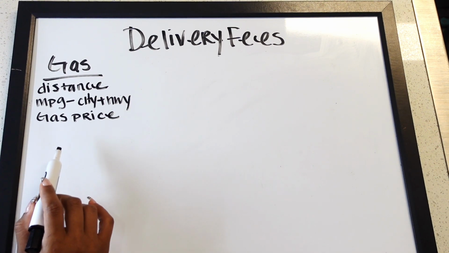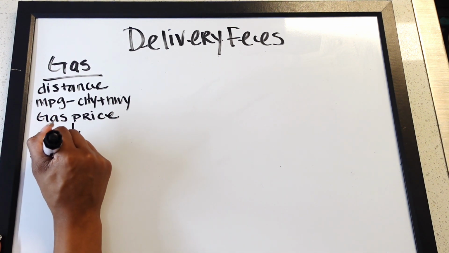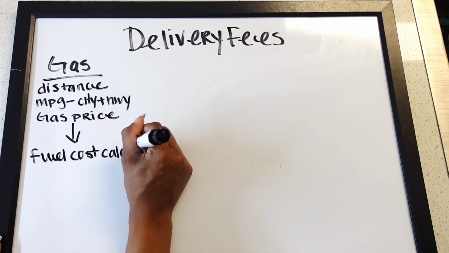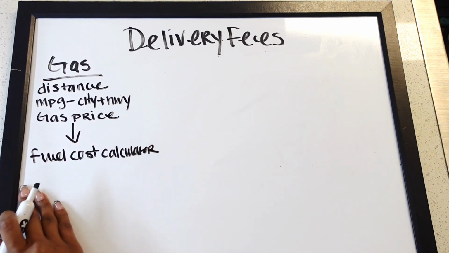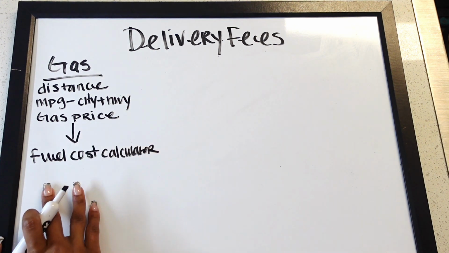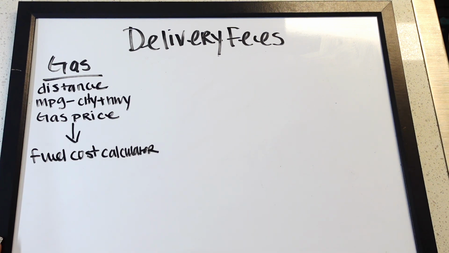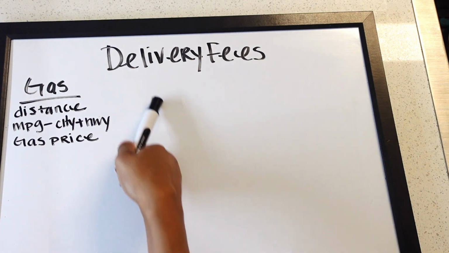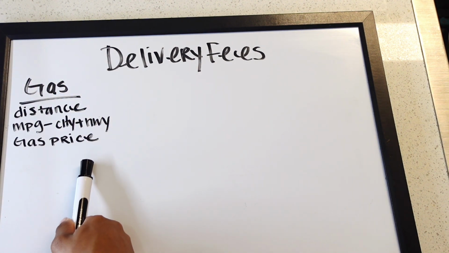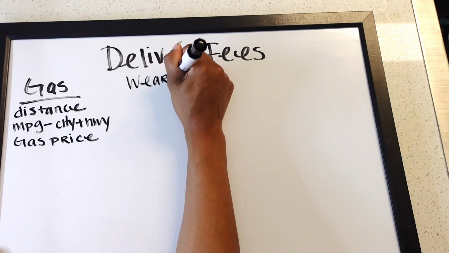To determine what you should charge for gas, you can plug all of this information into a fuel cost calculator. You can just Google a fuel cost calculator on the internet, and you can plug in the distance, the miles per gallon, and the price of gas, and it will tell you how much you should charge for gas. Very simple. Gas is one of the most important factors, but it's not the only factor when you are calculating your delivery fees. So the second factor that you want to account for is wear and tear.